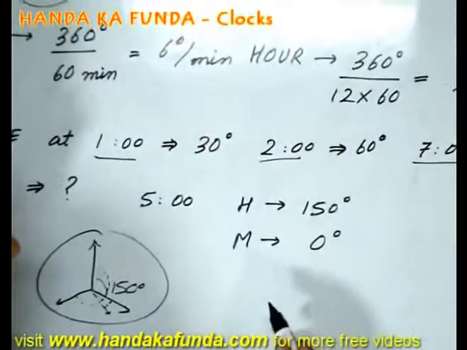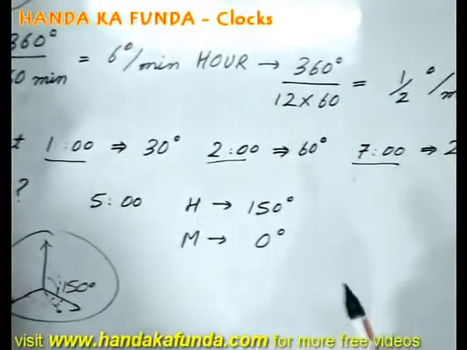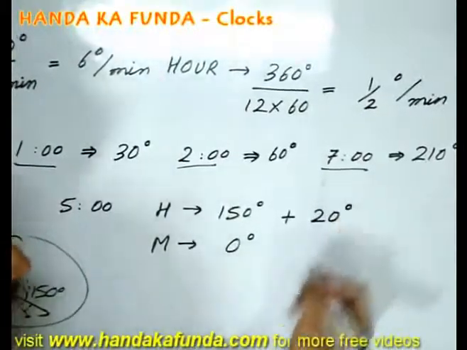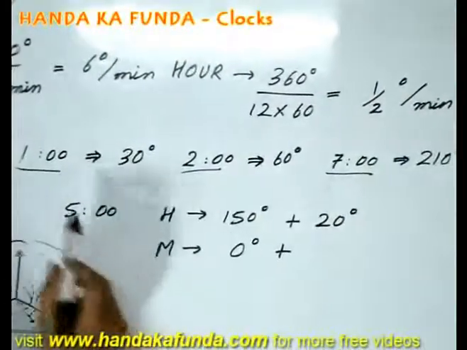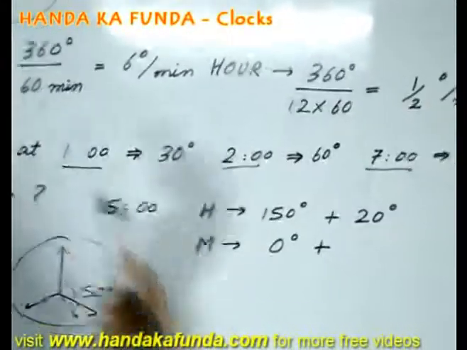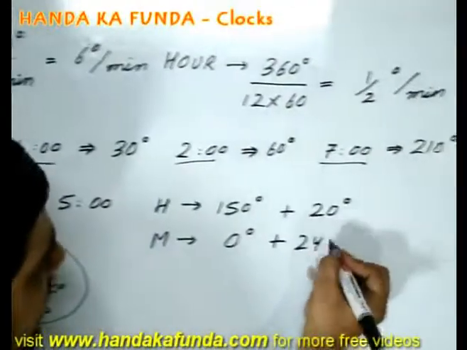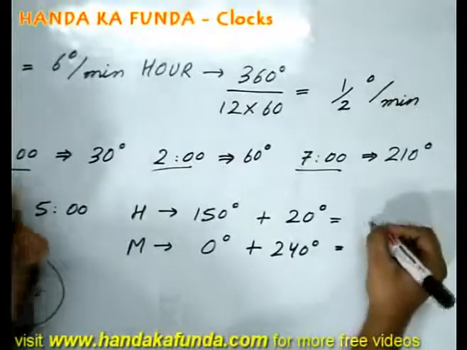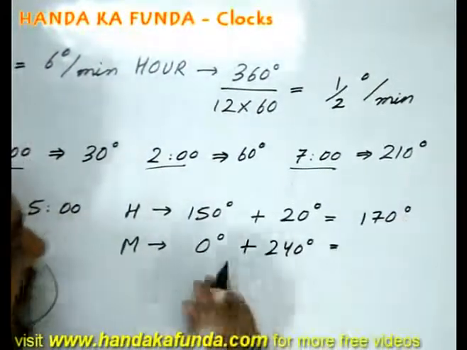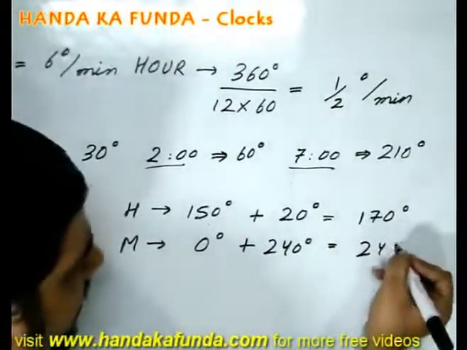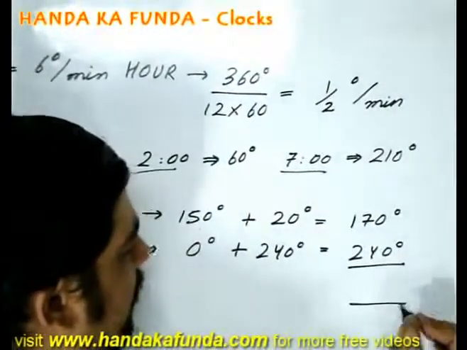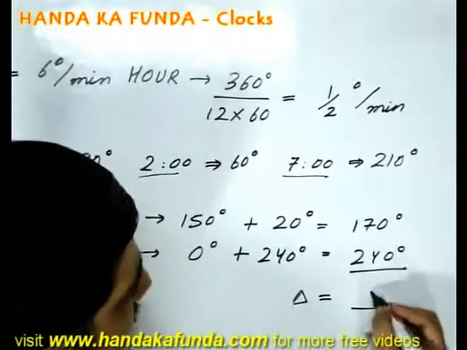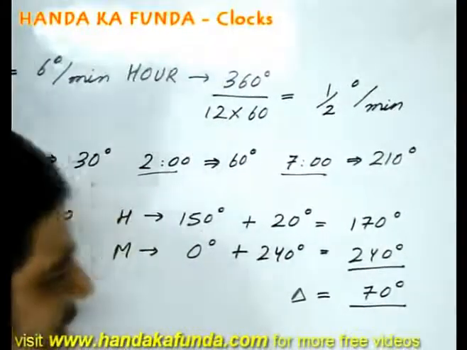Hour hand will move how much? Hour hand moves at half a degree per minute. So in 40 minutes, it will move 40 into half or 20 degrees. The minute hand moves at the rate of 6 degrees per minute. So it will move 40 into 6 or 240 degrees. So their final positions are going to be: the hour hand will be at 170 degrees and the minute hand will be at 240 degrees. The difference of those two, which is 240 minus 170, that is effectively 70 degrees, will give me the angle at that point.